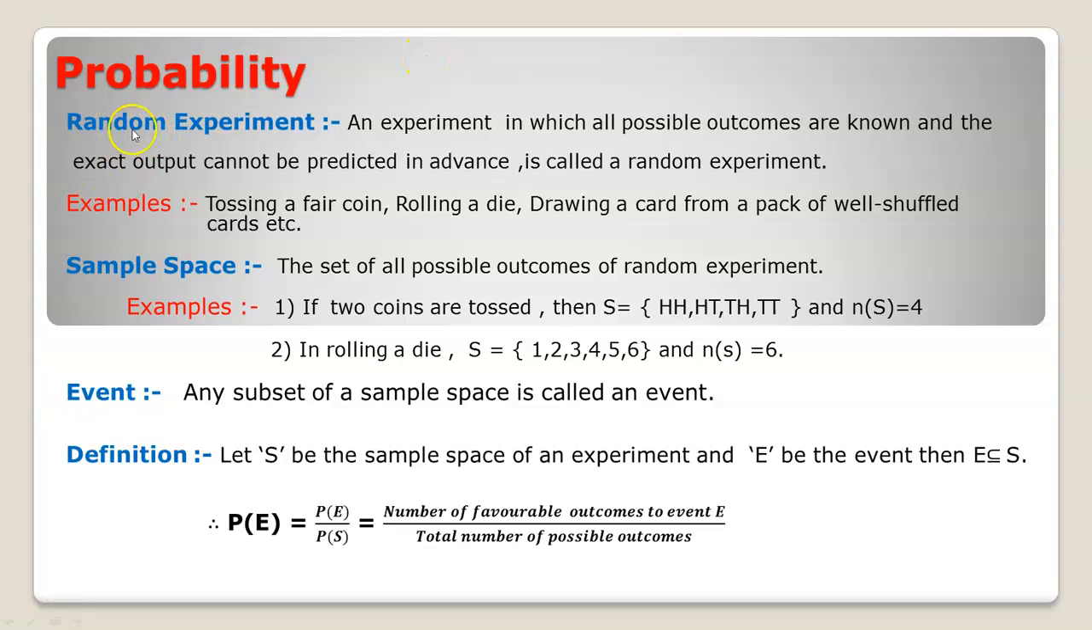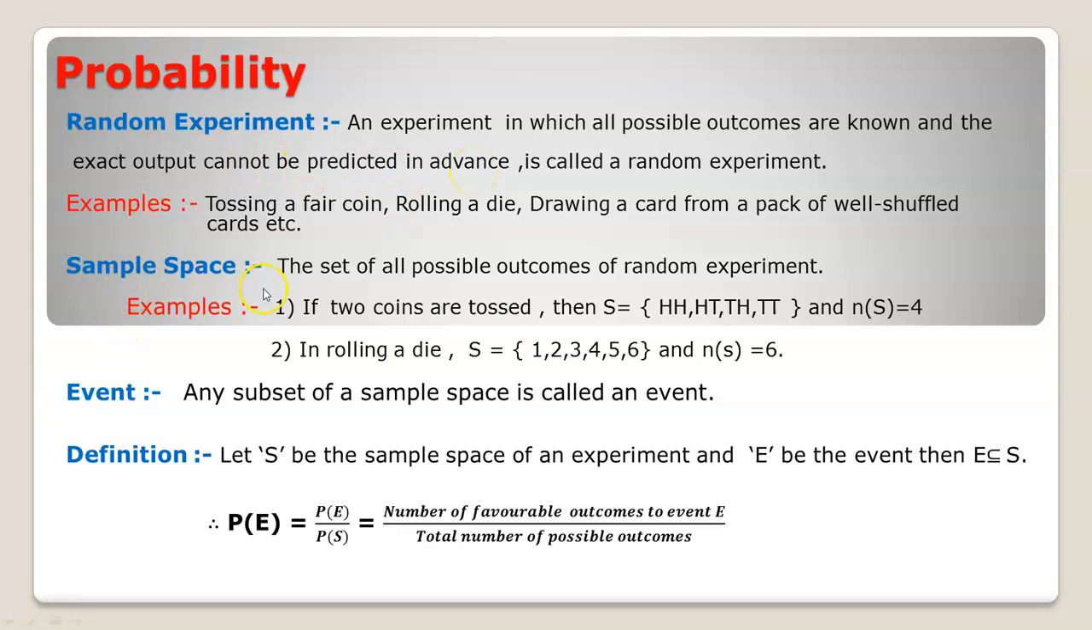These are very important concepts to find the examples of probability. The very first is the random experiment: an experiment in which all possible outcomes are known and the exact output cannot be predicted in advance is called a random experiment. For example, tossing a fair coin, rolling a die, drawing a card from a pack of well shuffled cards, etc.